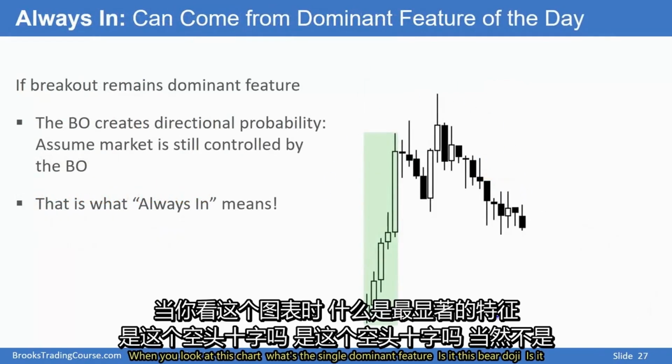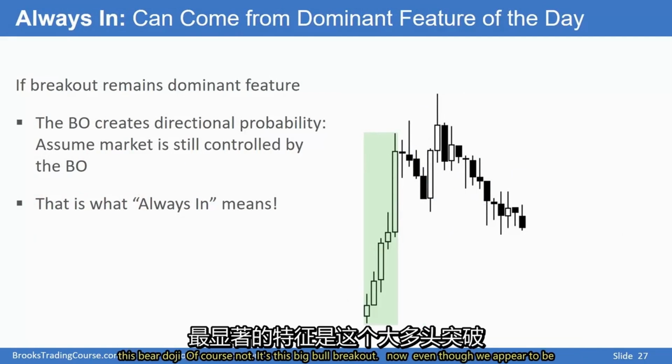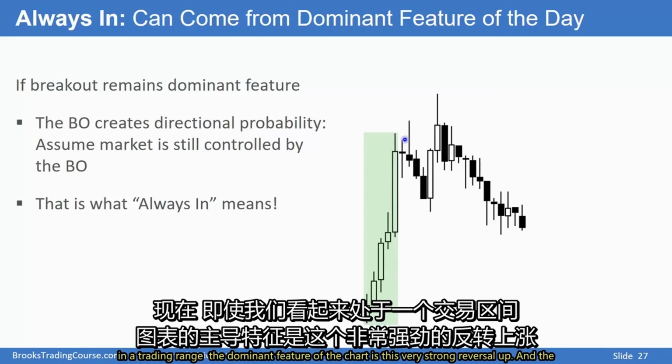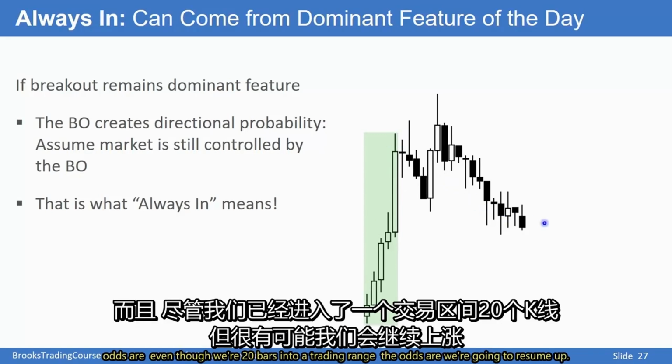When you look at this chart, what's the single dominant feature? Is it this bear doji? Is it this bear doji? Of course not. It's this big bull breakout. Right now, even though we appear to be in a trading range, the dominant feature of the chart is this very strong reversal up. And the odds are, even though we're 20 bars into a trading range, we're going to resume up.